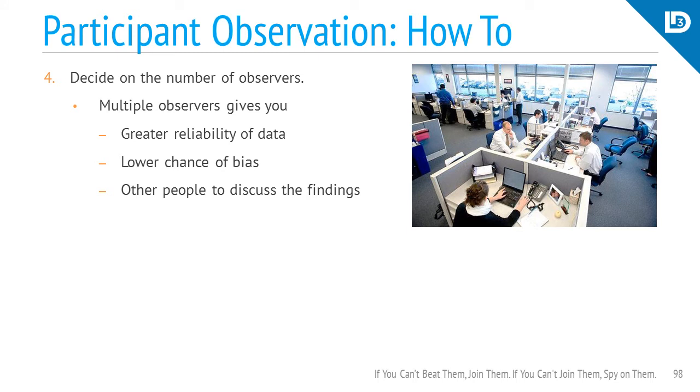Then decide on the number of observers, the number of researchers that are going to go out and participate in these activities. If you have multiple researchers going out and observing and participating, that gives you greater reliability of data. If one researcher notices something, you don't know: is that something that always happens? Is that something that's specific to this particular group? If you have multiple researchers doing this, you can compare notes and see whether this is something common across all these different groups or not.